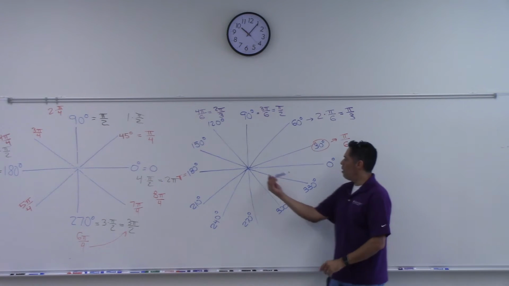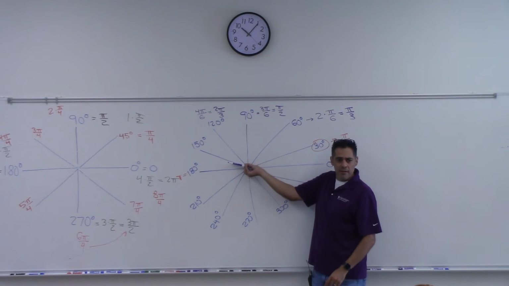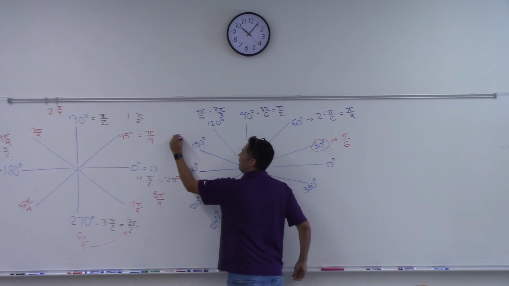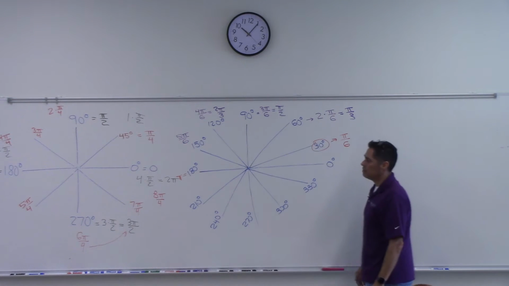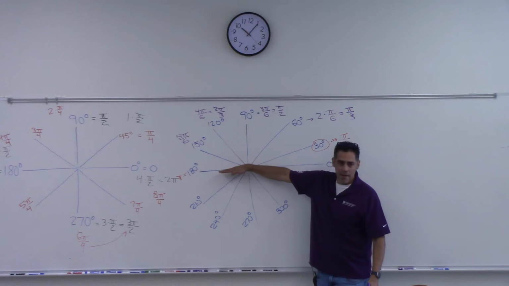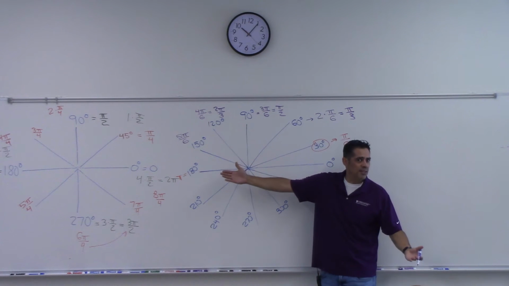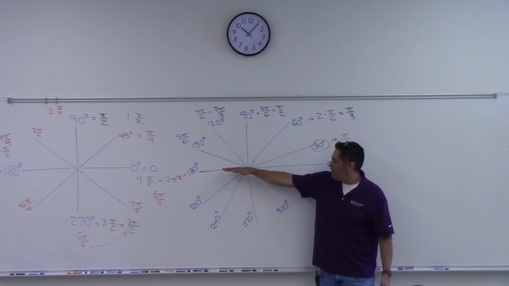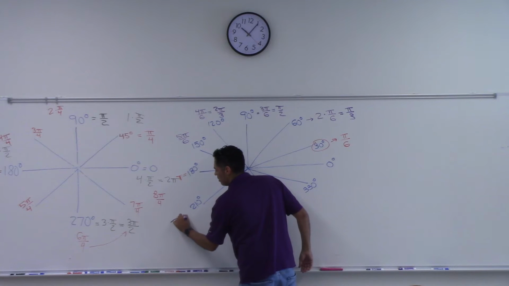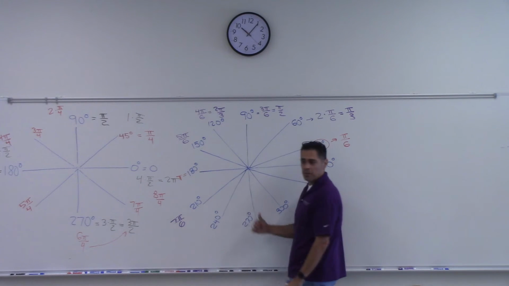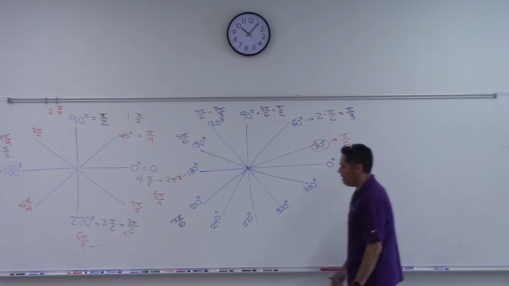You have to keep track of where you are. 1, 2, 3, 4. I'm on my 5th one, right? So this is going to be 5 pi over 6, and that does not reduce. And then I get over here, how many now? 6, I'm on my 6th. 6 pi over 6 is pi. Okay, next one, 7 pi over 6, which is not reducible, right? So I just leave it. Next one, 8 pi over 6.